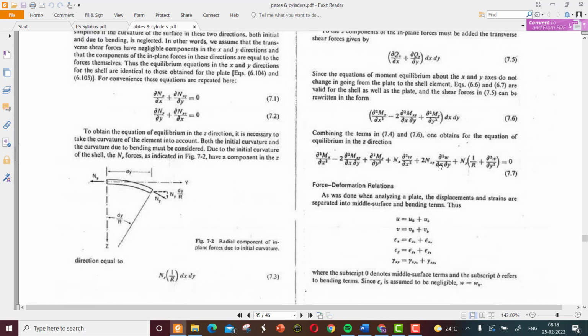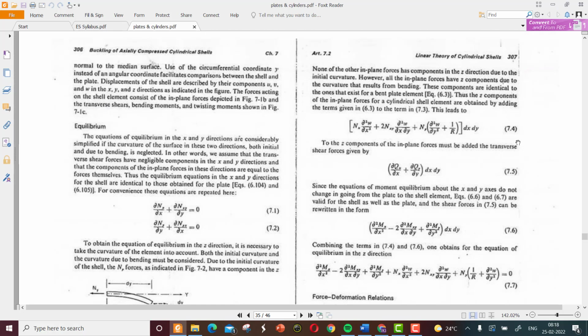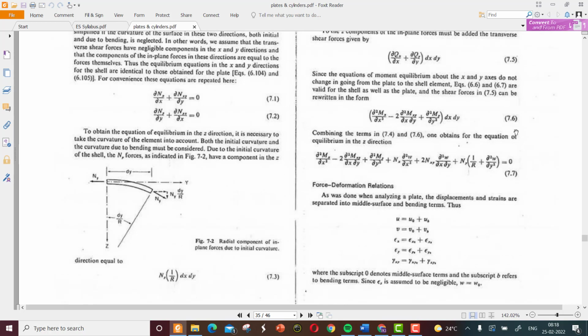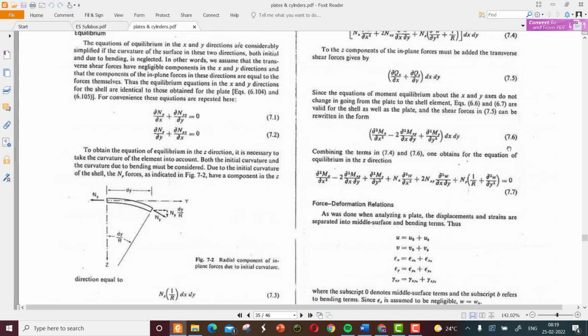It is rewritten here. And now we can combine equation 7.4, due to the in-plane forces, and equation 7.6, due to the out-of-plane forces. I want to obtain the equation of equilibrium in the z direction as: ∂²Mx/∂x² minus ∂²Mxy/∂x∂y plus ∂²My/∂y² plus Nx ∂²w/∂x² plus 2Nxy ∂²w/∂x∂y plus Ny (1/r plus ∂²w/∂y²) equal to 0.